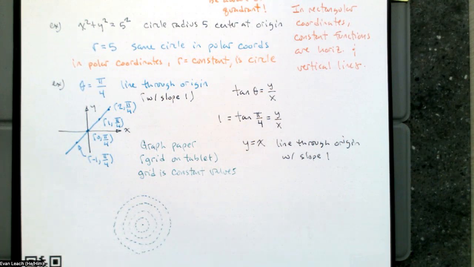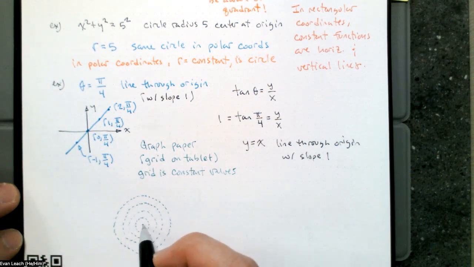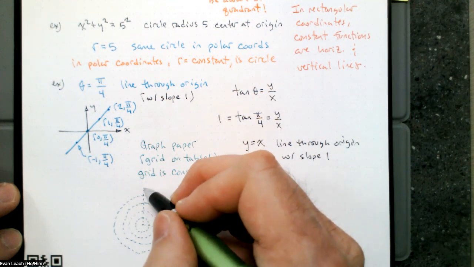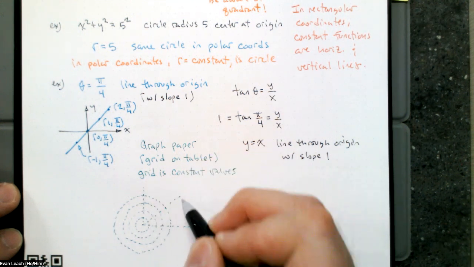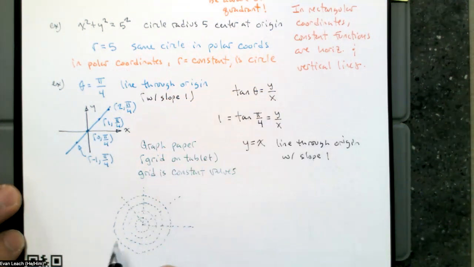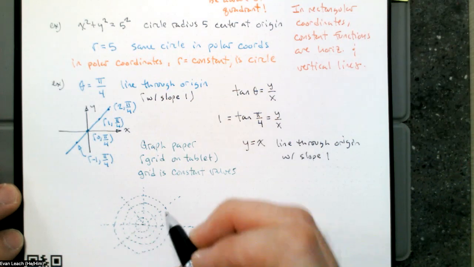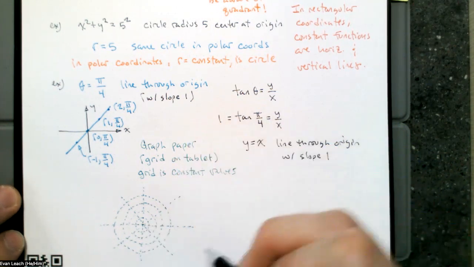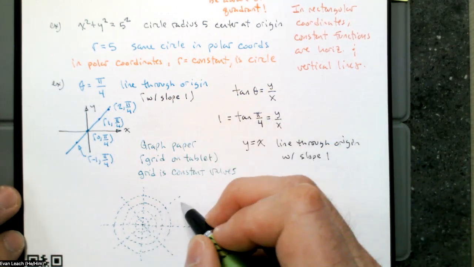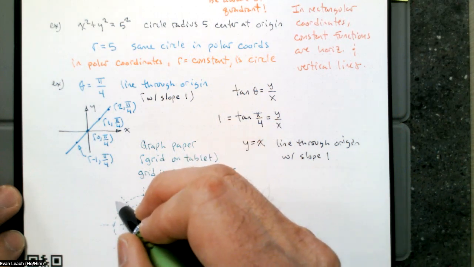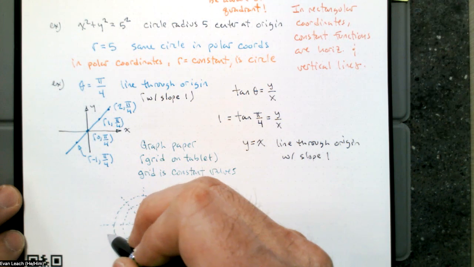The other set of lines are going to be theta equals 0. Theta equals pi over 2. Theta equals pi over 4. Theta equals 3 pi over 4. Theta equals 4 pi over 4. 5 pi over 4. And 6 pi over 4. 7 pi over 4. And 8 pi over 4. And 9 pi over 4. And 10 pi over 4. And 11 pi over 4. And 12 pi over 4.